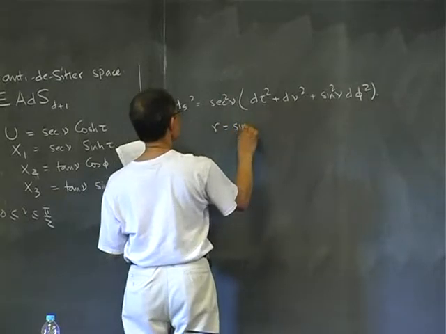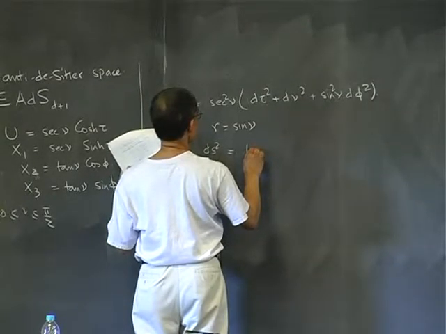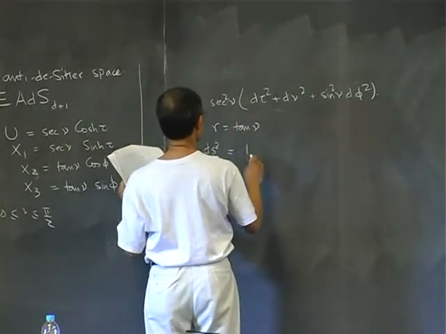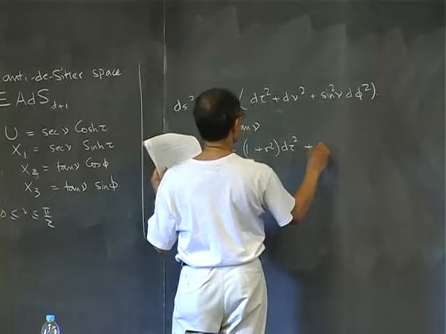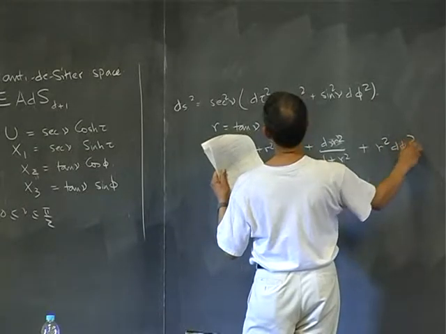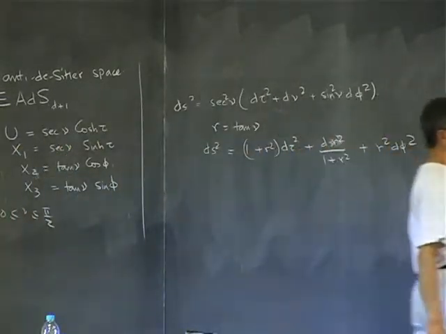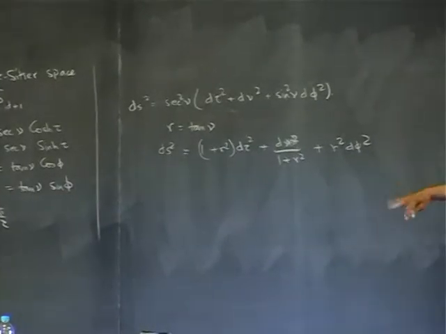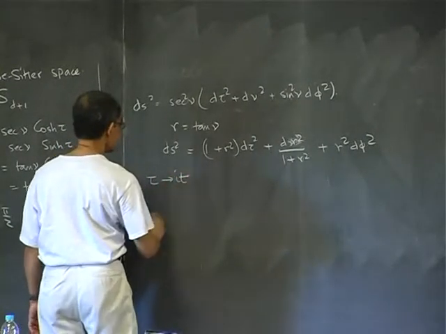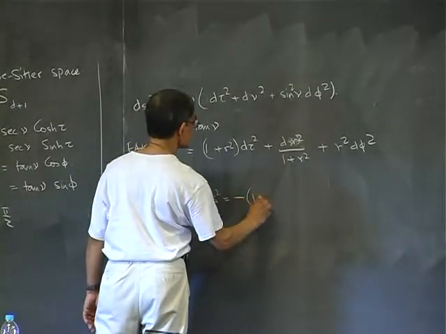And if I write r equal to tan nu, then ds square becomes 1 plus r square d tau square plus dr square by 1 plus r square plus r square d phi square, since sine square by cos square is r square. So that's correct. And this actually shows you something interesting. This is a Euclidean space, there is no time in here. Now suppose I take tau to i times t, this gives standard AdS3, Lorentzian, which has ds square with a minus sign out here.